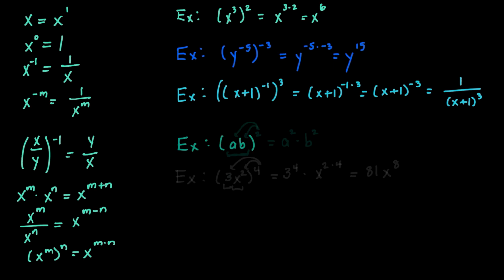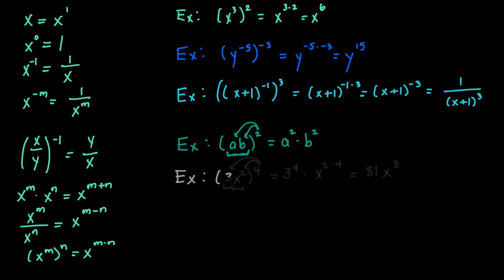a b squared means that everything inside, because everything inside is being multiplied, I distribute that exponent. So this is a squared times b squared. Pay attention between the last example and this example. If there's a plus or minus, you do not distribute in the exponent. If the things inside are multiplied or divided, you do distribute in the exponent.